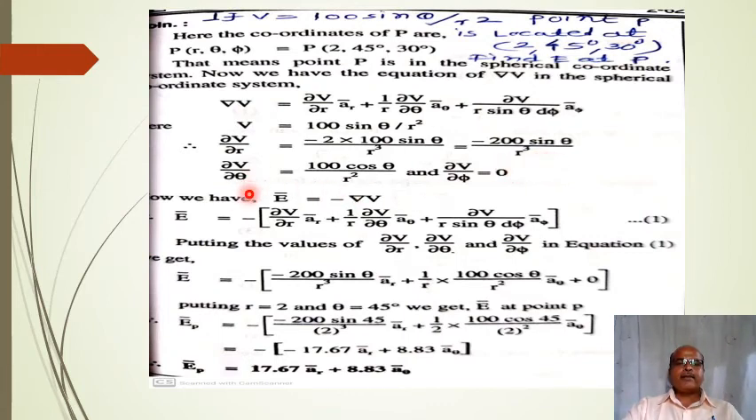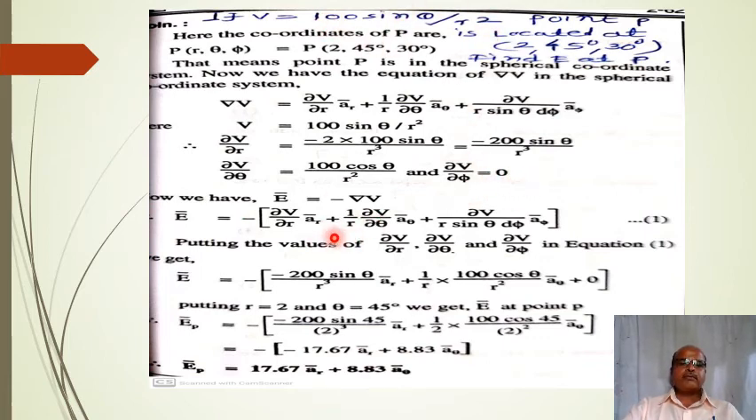Then del V by del theta. With respect to theta, we have to take the partial derivative. Therefore, the derivative of sine theta is cos theta, so 100 cos theta upon r square. And del V by del phi is equal to 0. If you observe this equation, there is no phi term. Therefore, del V by del phi is equal to 0.